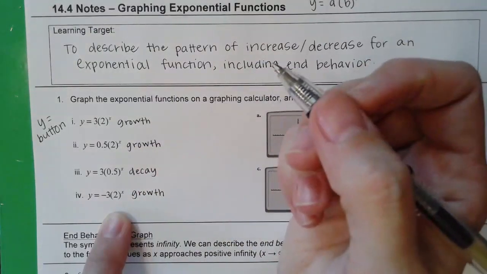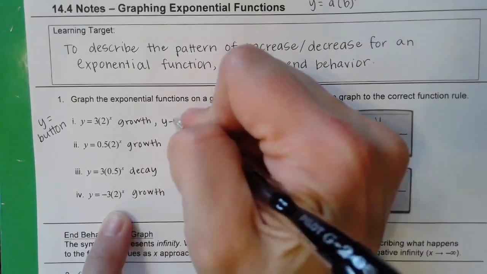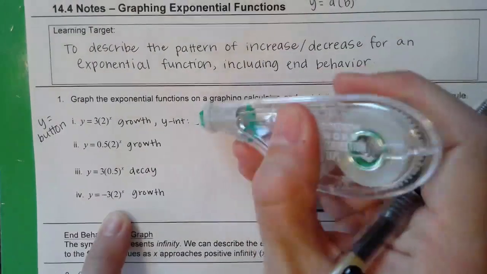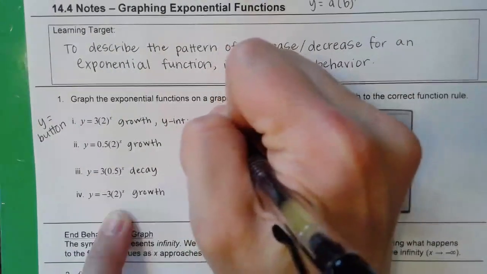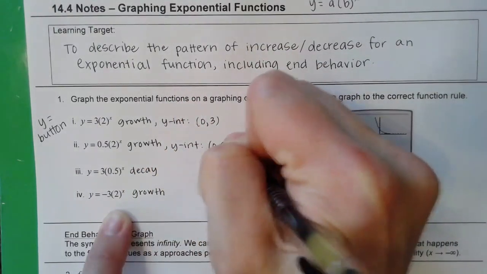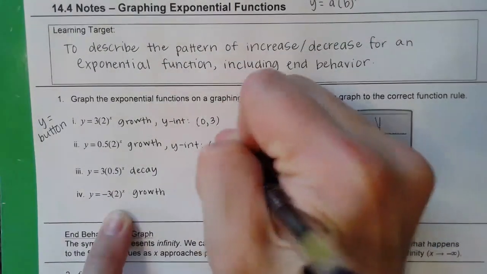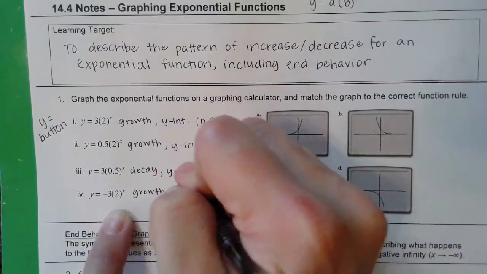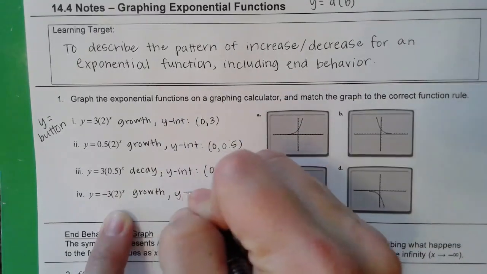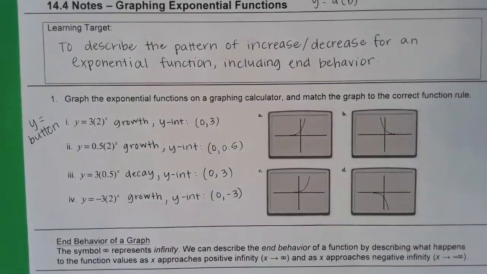And the number out front is the place where it crosses the y-axis. So on this one, my y-intercept, my a value is 3. I guess it would actually be better to write that as an ordered pair. On this one, my y-intercept would be 0, comma 0.5. On this one, my y-intercept, my a value is 3 again. And then on this one, my y-intercept, or my a value, is going to be -3. So that should help me figure out which one's number 4.